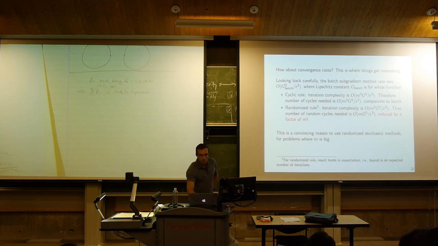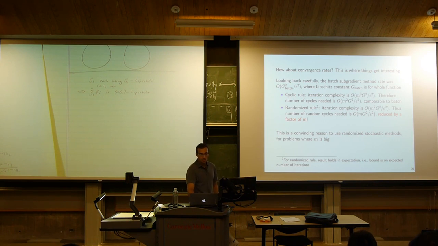So I'm citing here g squared batch. Think about this as the Lipschitz constant for the whole function. The cyclic rule, it turns out you can prove, has iteration complexity, the number of iterations needed, each iteration just being one calculating a subgradient for, let's say, one of these functions fi and moving in the direction opposite to that, m cubed times g squared over epsilon squared. Okay, this is how many iterations we need to get an epsilon suboptimal solution.